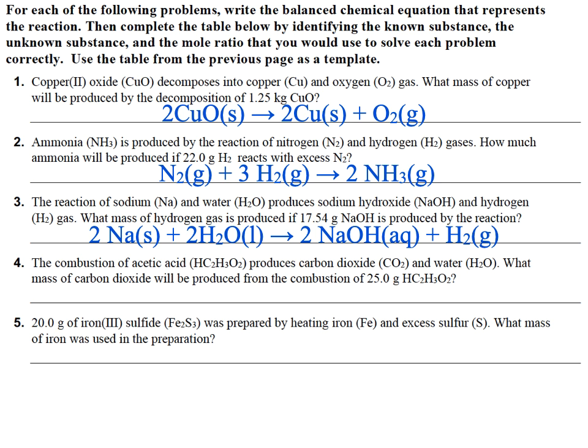Number 4, the combustion of acetic acid produces carbon dioxide and water. So we want to do this. We have to think back. Combustion, that's when you add something to oxygen and you get carbon dioxide and water, but it says you're getting carbon dioxide and water, so I have to balance the equation by starting with the acetic acid, add to that oxygen to form carbon dioxide and water. Then I need to balance it. Please do that now.